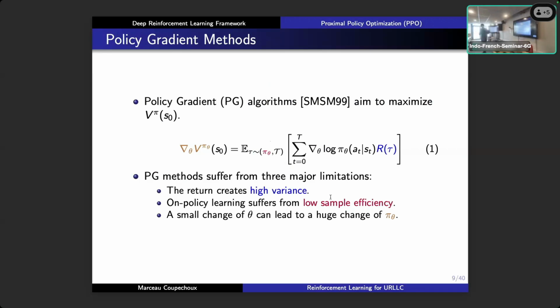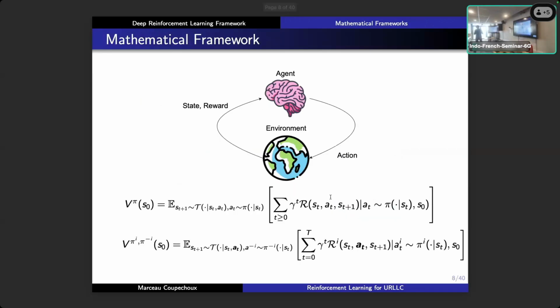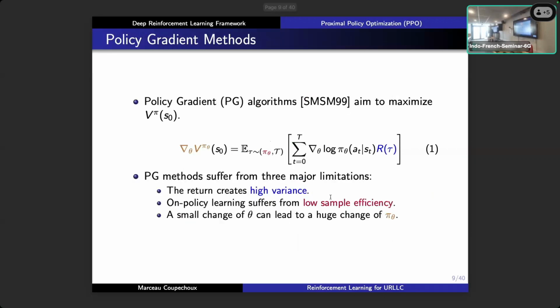What is the return? The return is the same return as we spoke about before. This is the reward, and the return is the sum along the trajectory of the instantaneous reward.